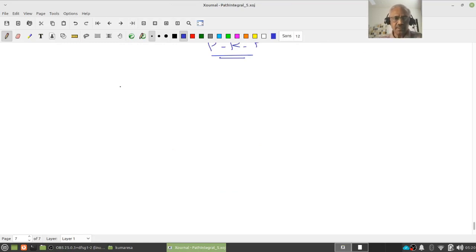So what have we done? Let us recall. Given any z, we fixed an a in U. Given any z, look for a path which connects a to z and define g of z to be the integral of f over gamma, and we saw this is well defined.